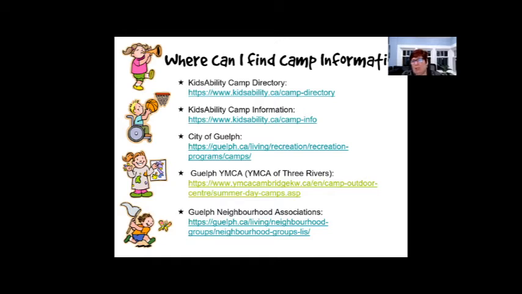Big question we get is, where do I find camp information? And it's a bit of a puzzle to put all the pieces together. And if your child needs that extra one-on-one support, there's a certain number of weeks you can get it at each camp. So you're kind of putting the puzzle pieces together.